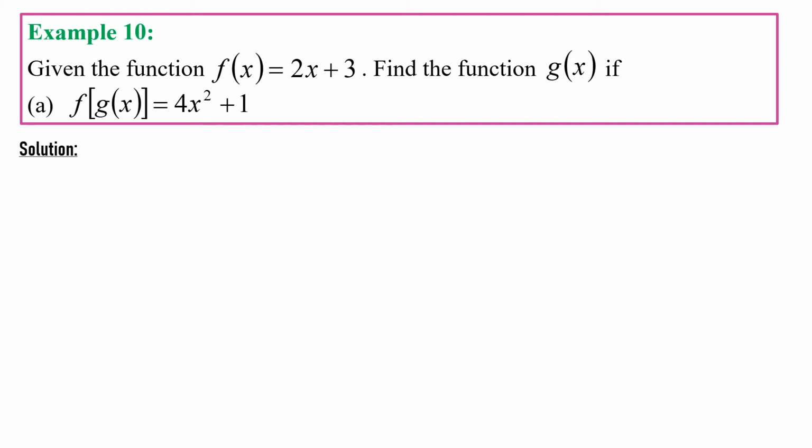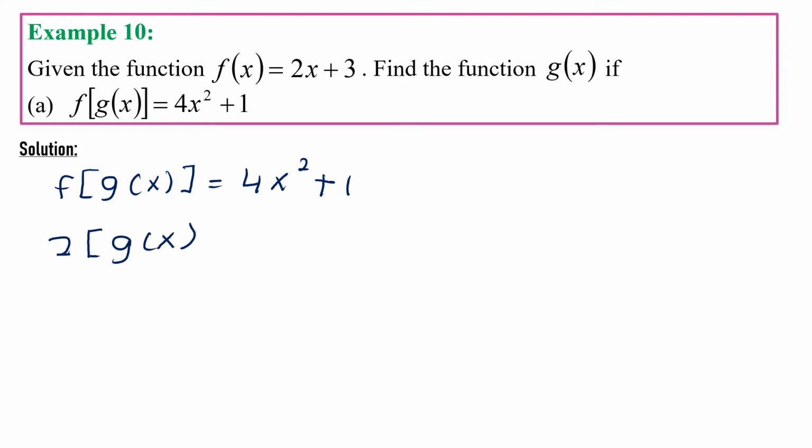Okay, for the next example, given that the function f of x equals 2x plus 3, we need to find the function g of x if f of g of x equals 4x squared plus 1. So then we just use the information given here, f of g of x equals 4x squared plus 1. So we know the function f of x, but we want to find the function g of x. So we just substitute the function g of x inside function f of x.